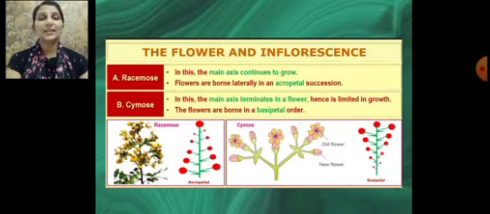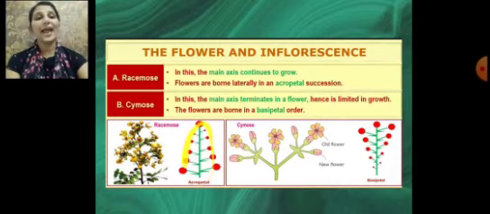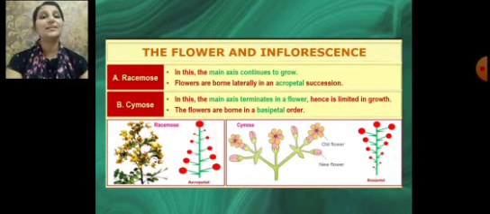Why is it seen in an acropetal succession? Because the floral axis continues to grow, producing new younger flowers at the tip. So the arrangement of a cluster of flowers in an acropetal succession is called a racemose inflorescence.